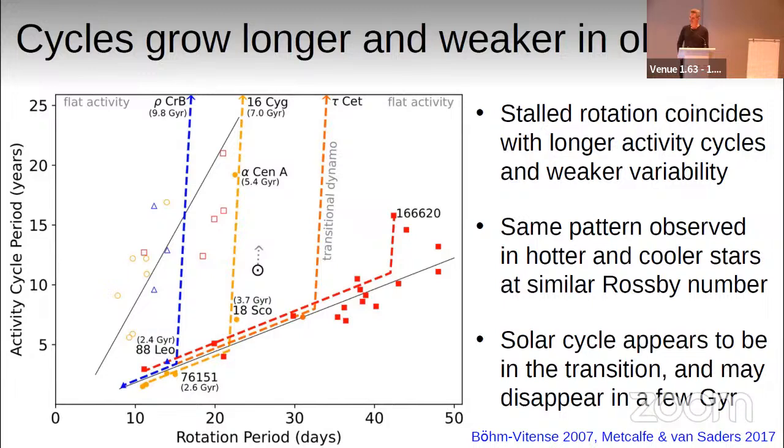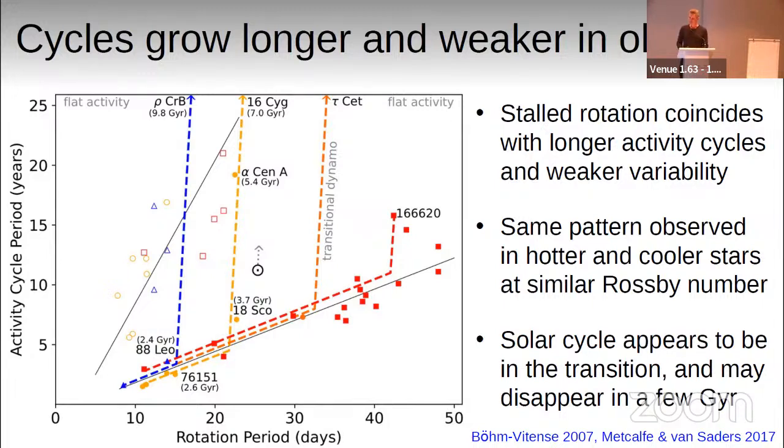It doesn't have cycles. And so what it seems is that at that critical Rossby number, at that same critical Rossby number where weakened magnetic braking kicks in, cycles are getting longer and weaker over the second half of the main sequence lifetime. And this same pattern appears in both hotter and cooler stars. And that was what allowed us to select our initial sample, looking at these stars that have similar rotation periods, but very different activity levels and cycles or no cycles to try to pin down this behavior.